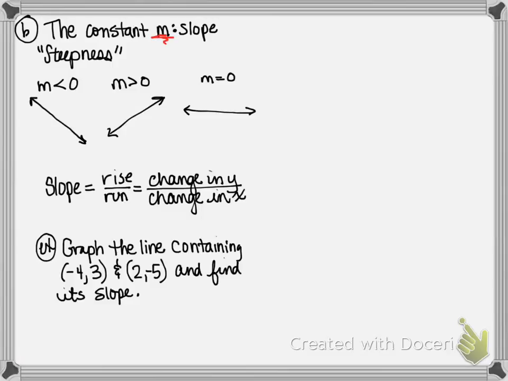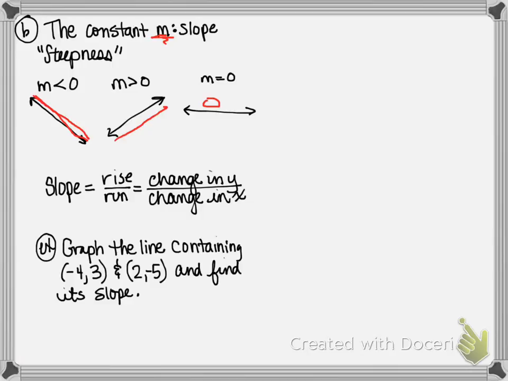M is the slope of the graph. It's the steepness of the graph. If the slope is less than 0, or negative, the line goes down from left to right. It'd be like you're walking down a hill from left to right. If the slope is positive, we go up the hill from left to right. If the slope is 0, the line is horizontal.